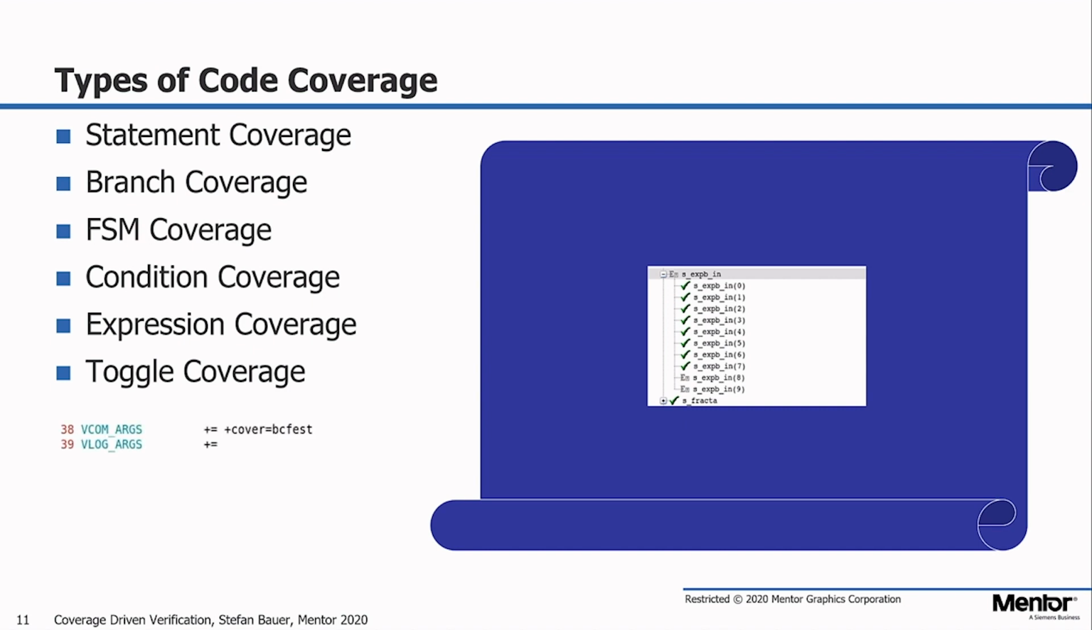So let's quickly go back to our vcom +cover switch. Now you see what the letters after the cover mean. That's branch, condition, FSM, expression, statement, and toggle. So whatever type of code coverage you want to collect, you can simply enable this specific type by adding the letter to the +cover switch. And if you don't want to collect it, you simply remove this letter. So it's that simple.